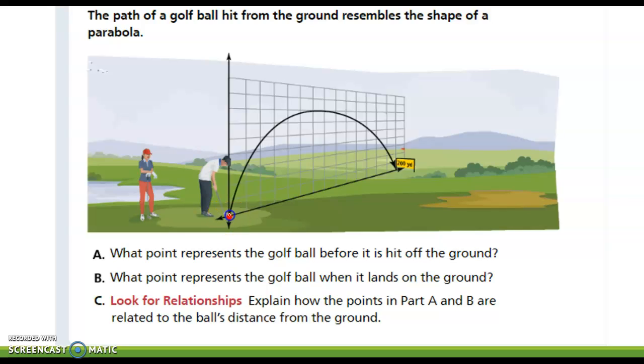So this point right here on the graph represents when the ball is hit by the golf club. Over here, this point represents the point at which the ball hits the ground. What those 2 points have in common is that they both have a height of 0. The golf ball starts on the ground and it lands on the ground again, so it has a height of 0. Those are called the zeros of the parabola, where the height is equal to 0.